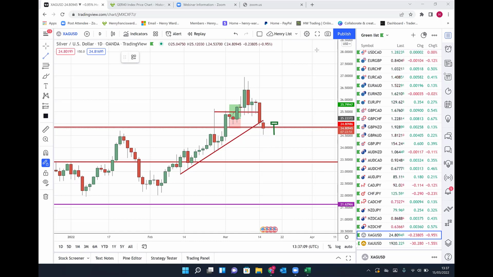Okay, so just say the bar finishes like this right now. So just say the bar finishes as it is. Would you take that as a trade? Yes or no? So would you think that it will turn around now? Yes or no?